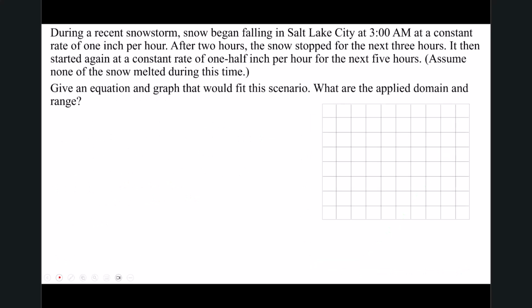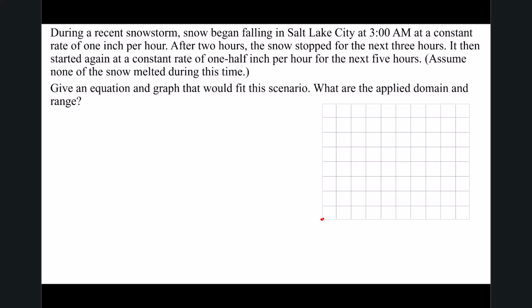For this piecewise function, we're going to both graph it and write the equation. During a recent snowstorm, snow began falling in Salt Lake City at 3 a.m. at a constant rate of 1 inch per hour. After 2 hours, the snow stopped for the next 3 hours, and then it started again at a constant rate of 1/2 inch per hour for the next 5 hours. We're going to assume that none of the snow is melting during this time, so whatever snow has already fallen is still there. Let's start by graphing this.